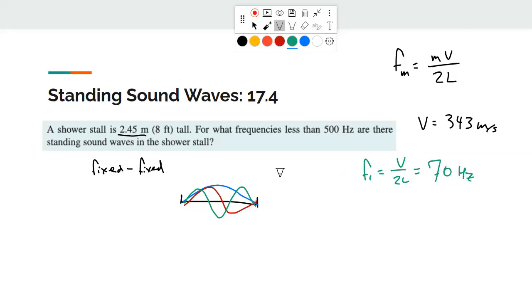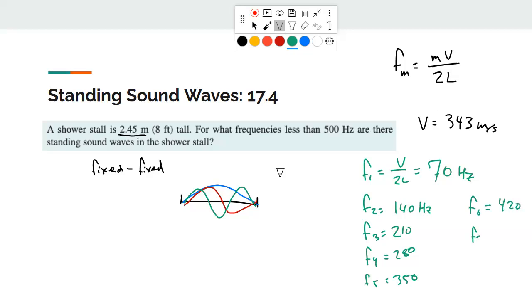So they're going to be spaced apart by F1. So F2, we don't even need to calculate. It's just going to be 140 hertz. F3 is 210 hertz. F4 is 280. F5 is 350. F6 is 420. And F7 is 490.